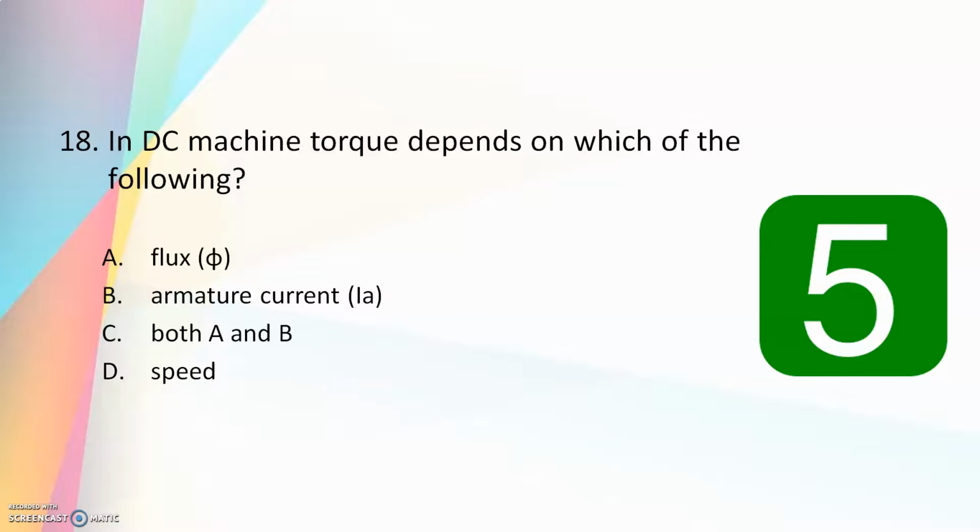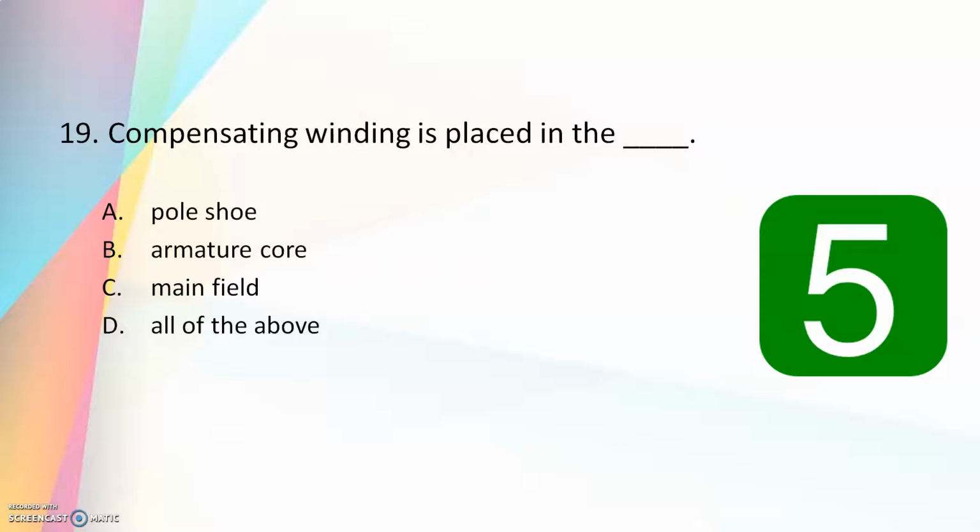And the answer is both A and B, because in a DC machine the torque is directly proportional to phi Ia, that is, it is proportional to flux as well as the armature current. Compensating winding is placed in the pole shoe, armature core, main field, all of the above. And here you go.